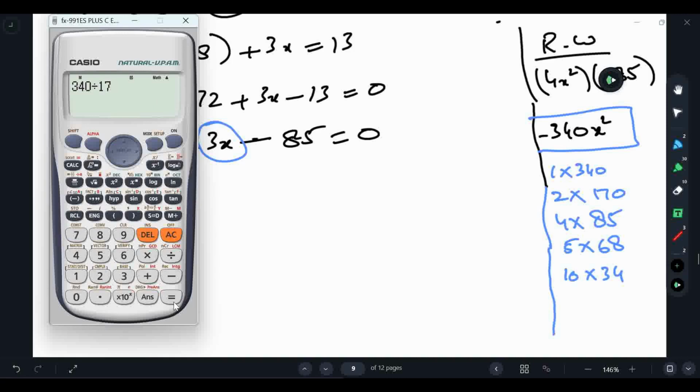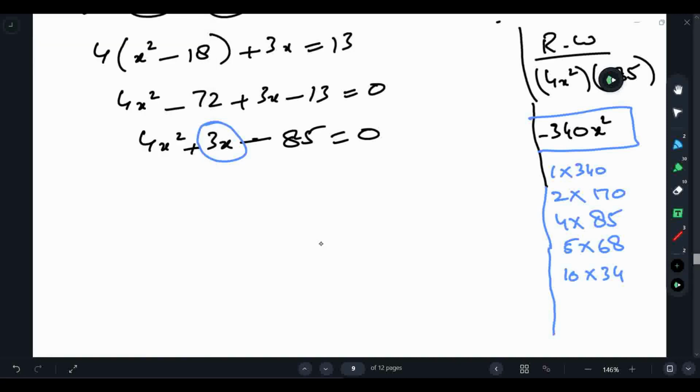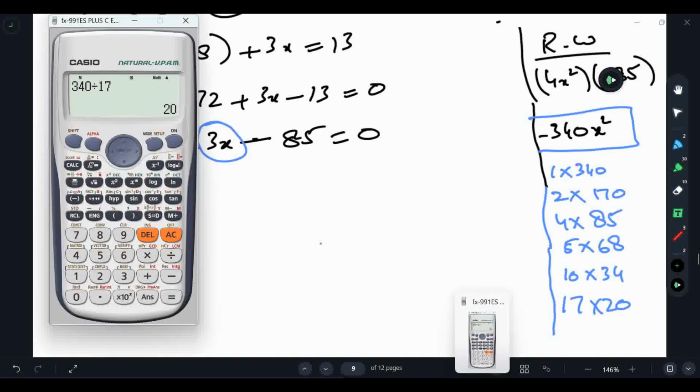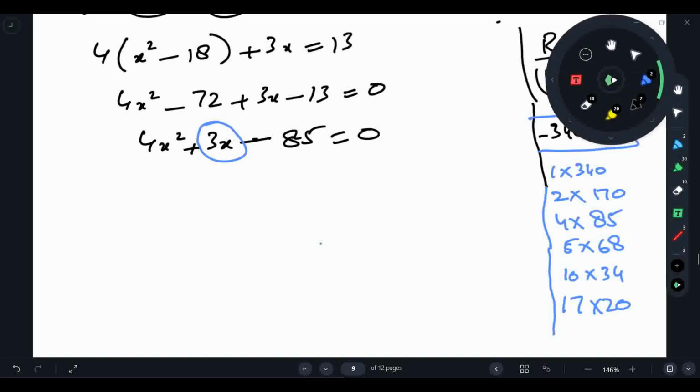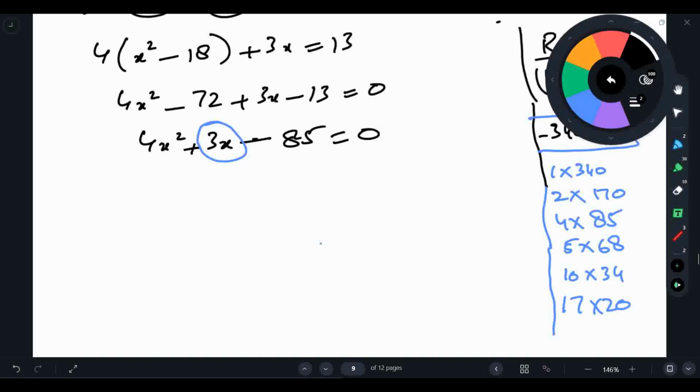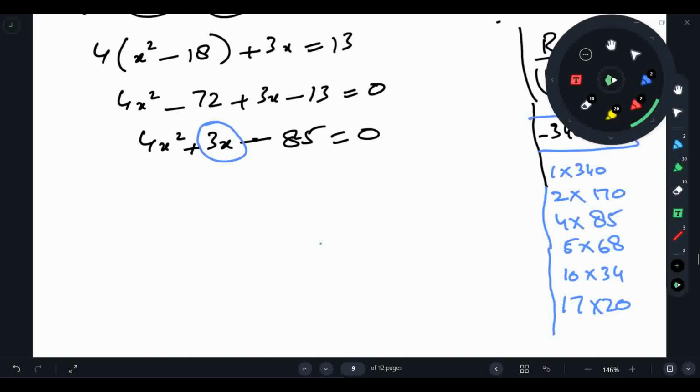For 17, it's 20. If we multiply 17 with 20, the answer will be 340. You can see that now the difference is 3 over here. So what we have to do is, we need to write it like this, that 4x square plus 20x minus 17x minus 85 is equals to 0.